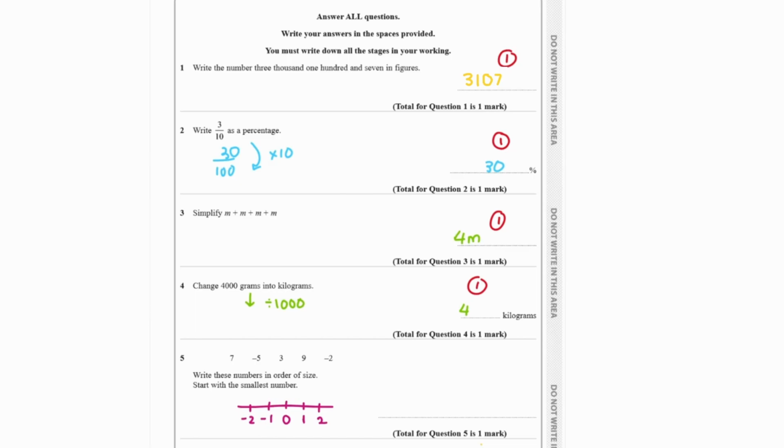Therefore, the smallest number will be one of the negative numbers. And we look at the one with the biggest digit, which is 5, which means -5 has the smallest value, followed by -2, and then the positive numbers, which are 3, 7, and 9. And ordering this in the correct order would have given 1 mark.